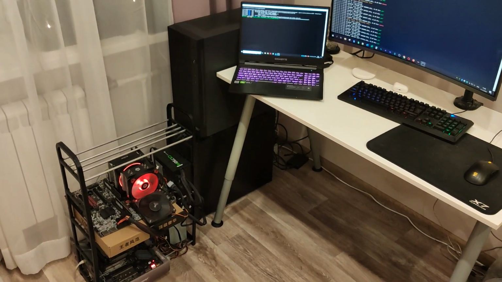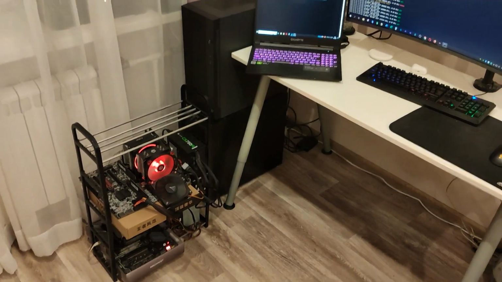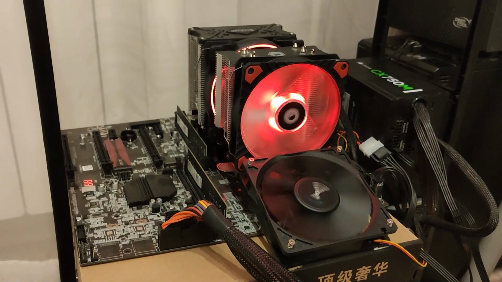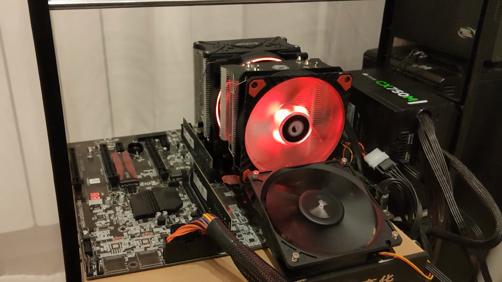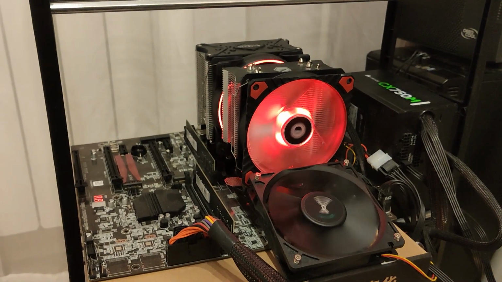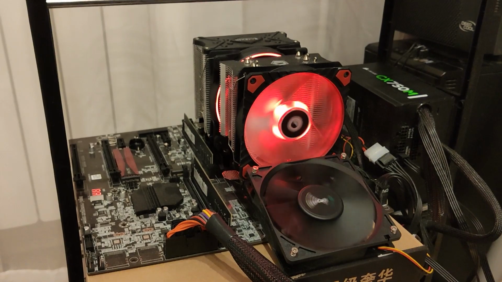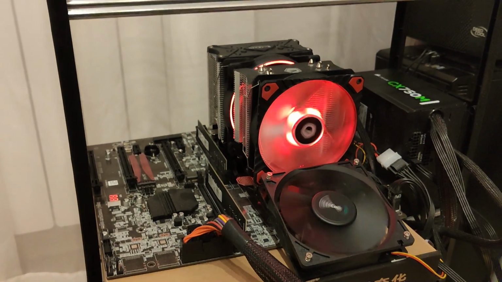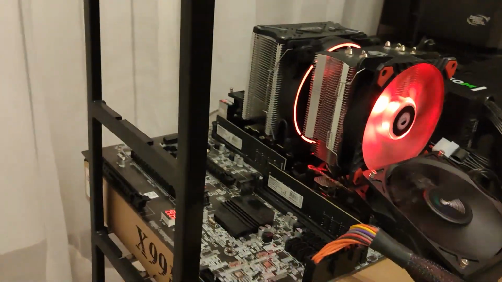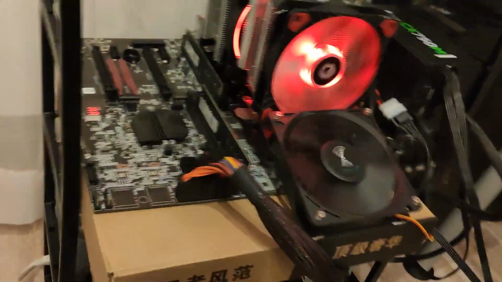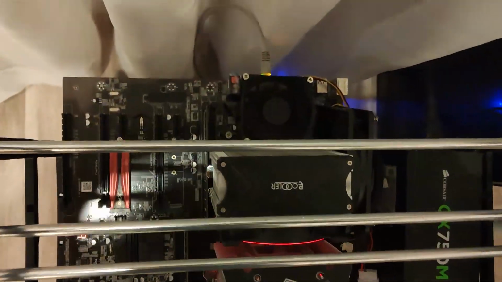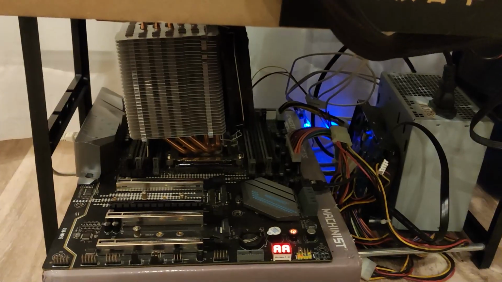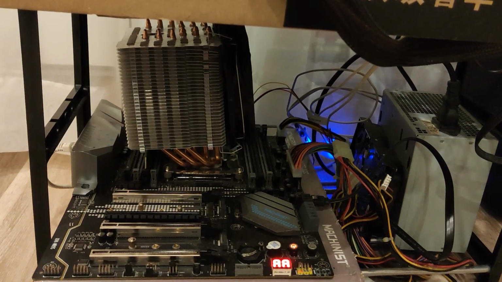Hello everybody, in this video I want to compare hash rates and prices of five different models of CPUs. The first one is a configuration with two CPUs, two Intel Xeon 2683 version 3 CPUs.